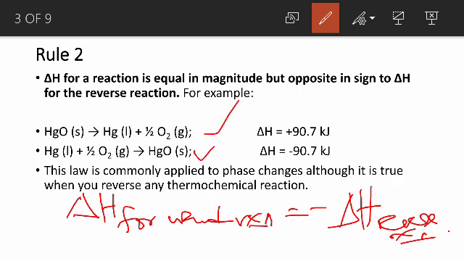Compare these two equations. You'll notice that both equations are reverses of each other. The product in the first equation is the reactant in the second equation. The reactant in the first equation is the product of the second equation. And can you see their enthalpy? So while the enthalpy for the first reaction is plus 90.7, the enthalpy for the second reaction is minus 90.7. You see that? So whenever the reaction is reversed, the enthalpy also changes sign.